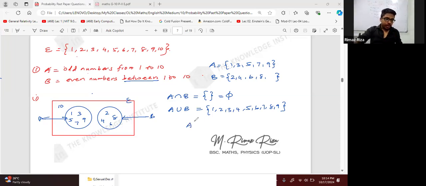Another one: complement of A. Complement of A means, for example, take this cat example. Let's say the universal set is cats, and I take A as the cats in my home. Then the complement of that will be cats that are not in my home.